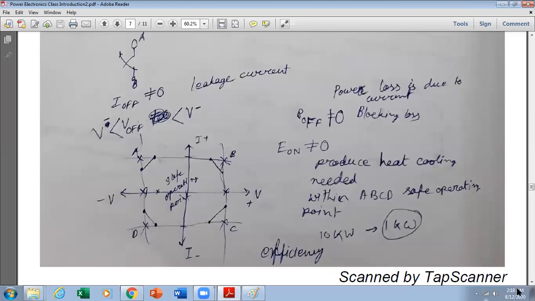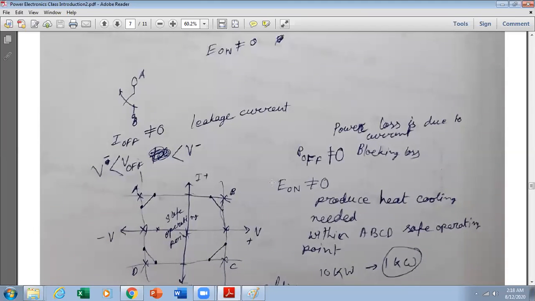Hello, Yes, hello. একটা কোশ্চেন আছে যে আপনি যে বললেন একটা লিকেজ কারেন্ট আসছে অফ স্টেটে, ম্যাম লিকেজ কারেন্টের কস্টটা কি? মানে ওটা তো অফ আছে, তাই কারেন্টটা কেন আসছে?